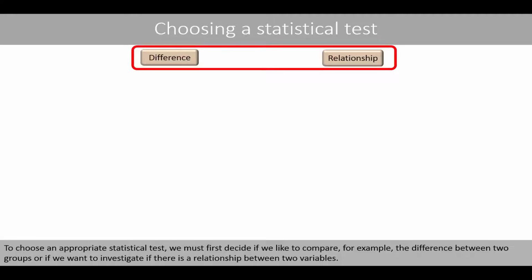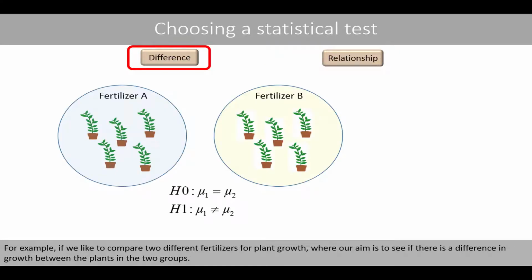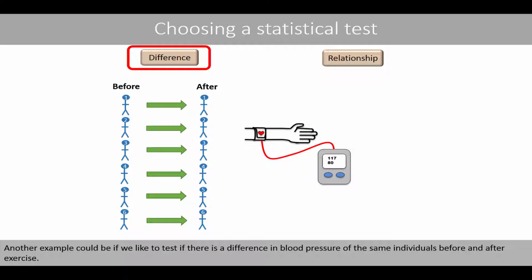To choose an appropriate statistical test, we must first decide if we like to compare, for example, the difference between two groups, or if we want to investigate if there is a relationship between two variables. For example, if we like to compare two different fertilizers for plant growth, where our aim is to see if there is a difference in the growth between the plants in the two groups. Another example could be if we like to test if there is a difference in blood pressure of the same individuals before and after exercise.